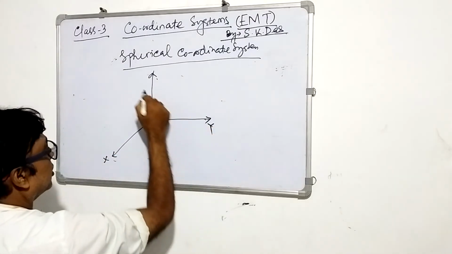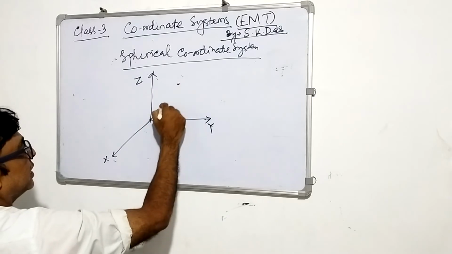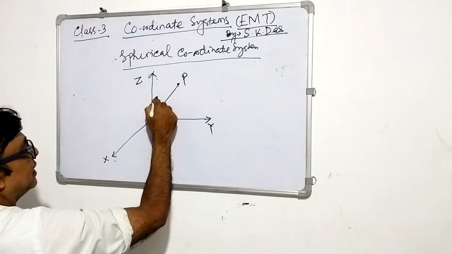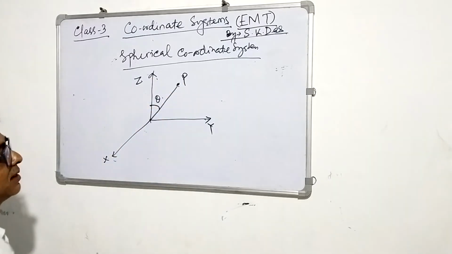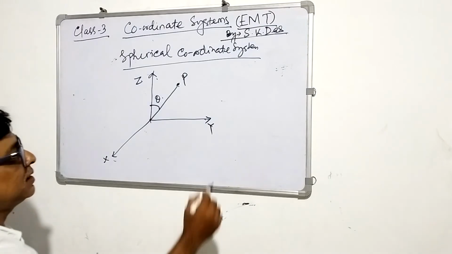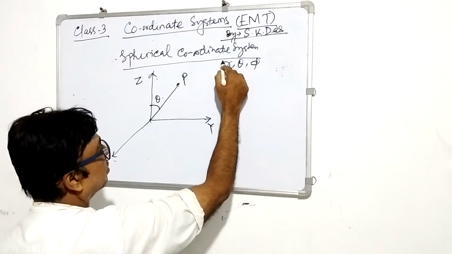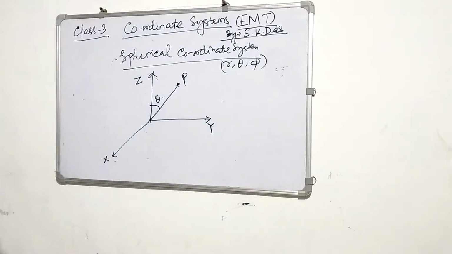This is x, this is y, this is z. Now you see, it is referring to the spherical coordinate system. Suppose the point is here, and the angle between this axis and the z axis is theta. It has three coordinates: r, theta, and phi. I will give you an example.